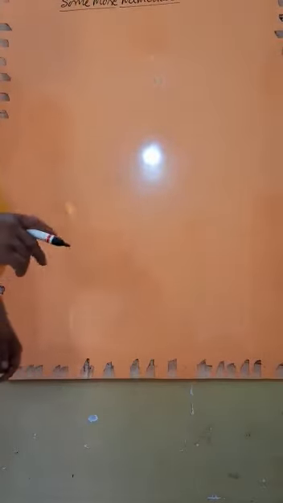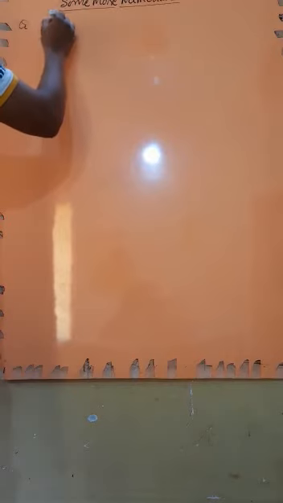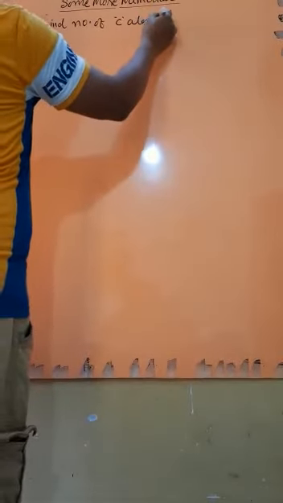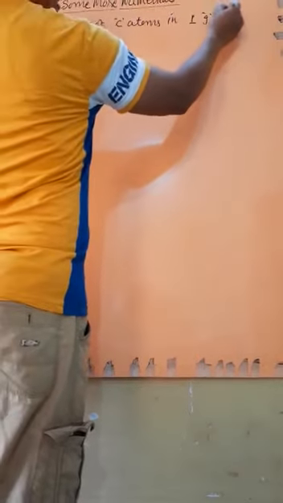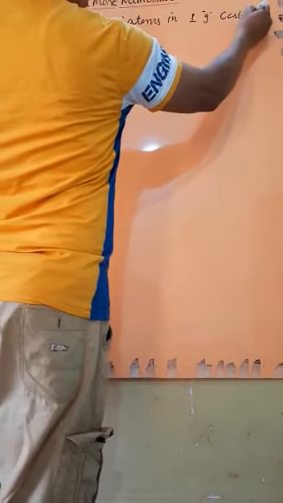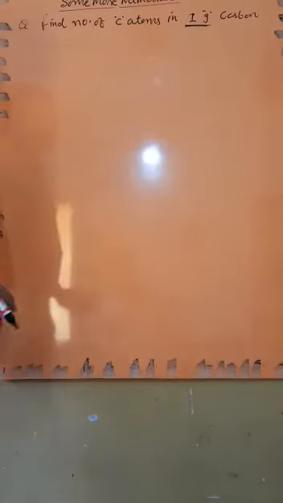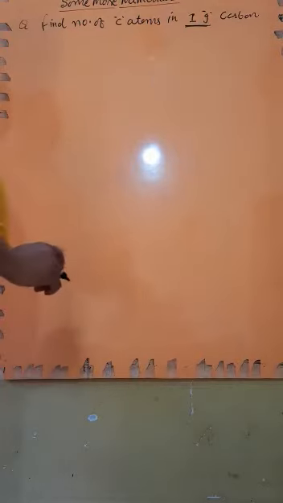Students, some more numericals regarding stoichiometry. This is the topic which we dealt with earlier. Like here, find the number of carbon atoms in 1 gram of carbon. Now, if such questions are given, how do we solve them?